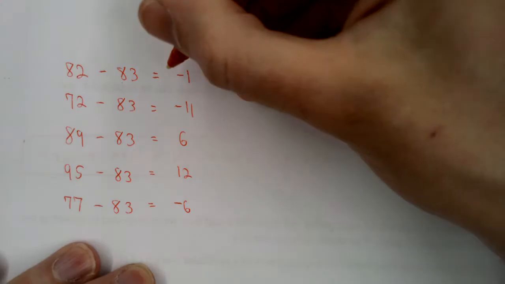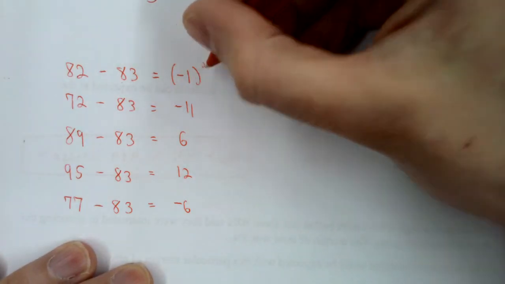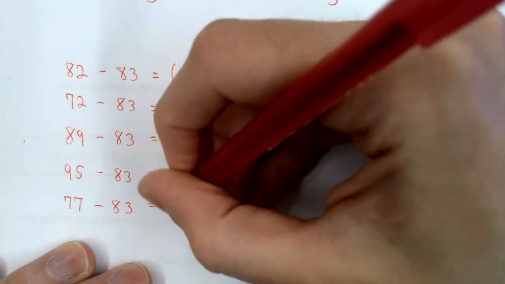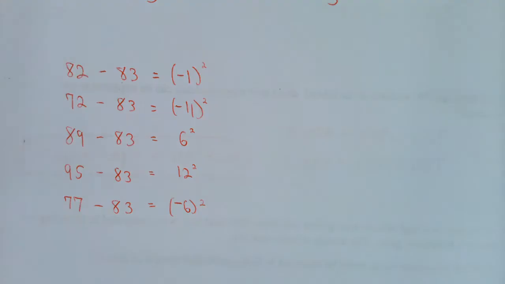Now what you do is you're going to square all those numbers. You're going to square all of them. Okay? Squared, squared, squared, squared, squared. Let's see what we got.